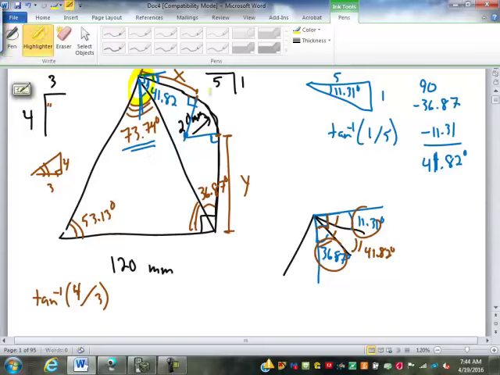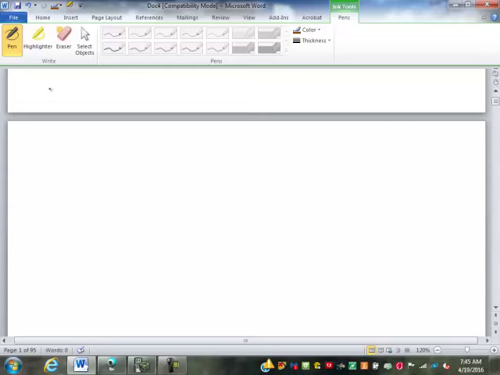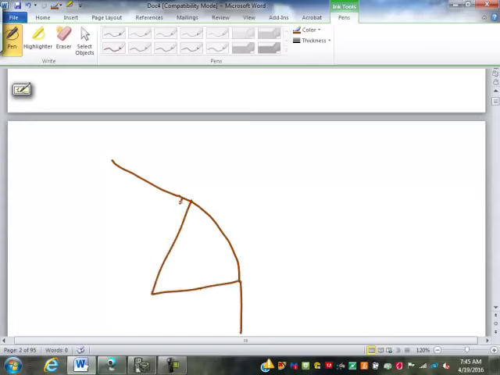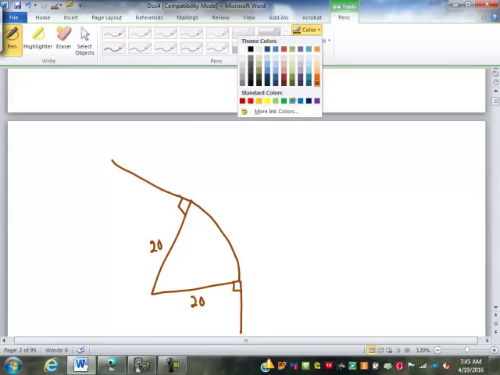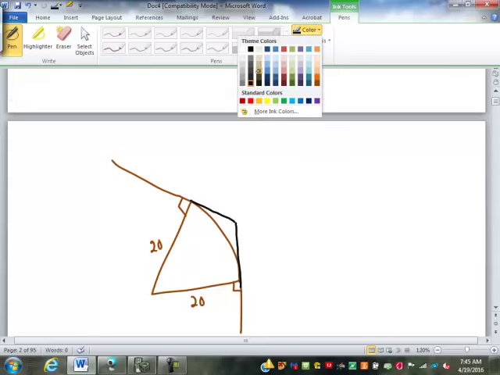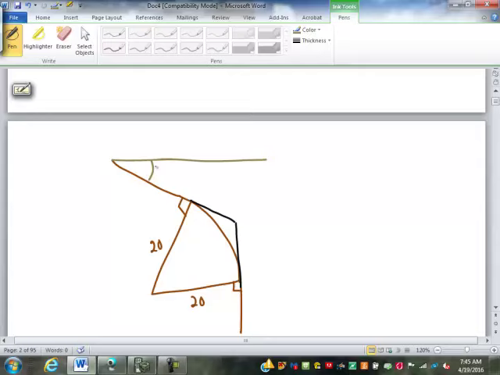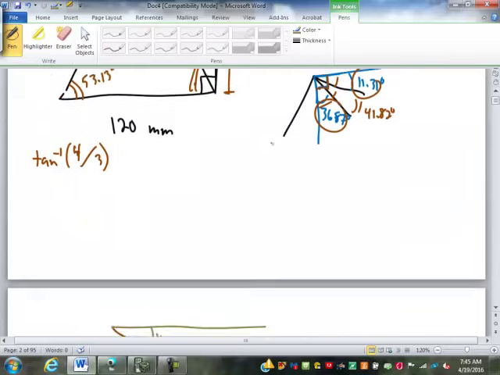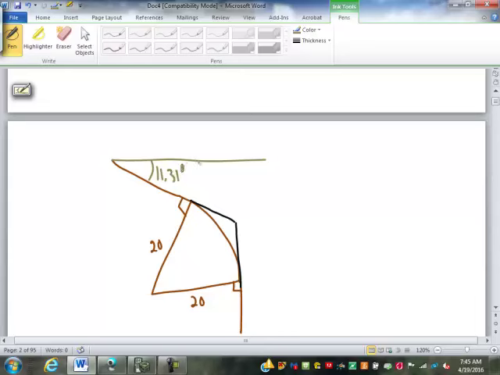Now I'm going to focus in on this little section right here. I know, of course, this is 20 and this is 20. And I know these are right angles. What I'm going to do is extend these out so that they meet. Why am I going to do that? Well, because I know this angle here is 11.31 degrees. I found that from the slope.